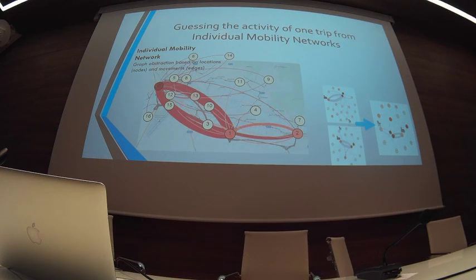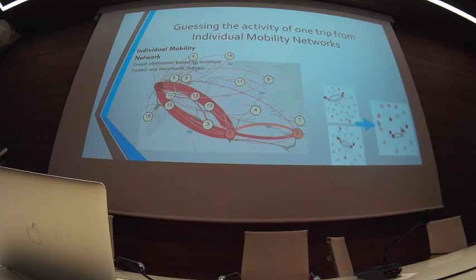This is very useful for predicting the activities of the user. So I know that this kind of user moves from here to here, but which kind of activities is he performing there? We obtained very good results on this.